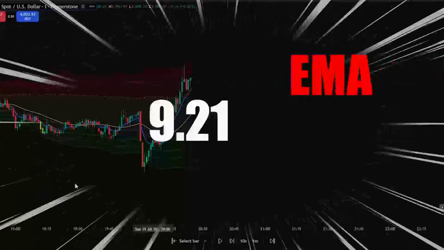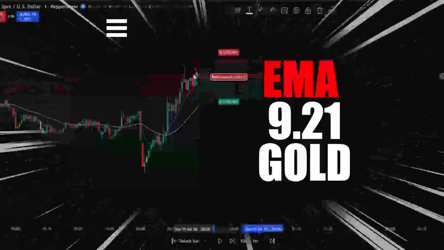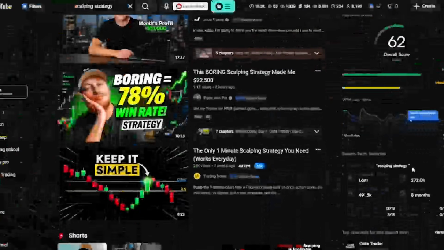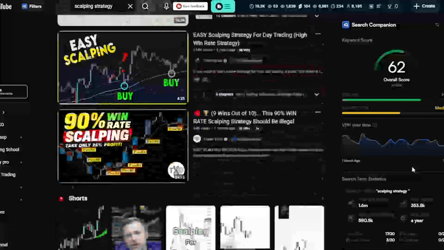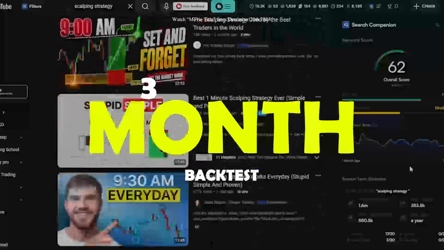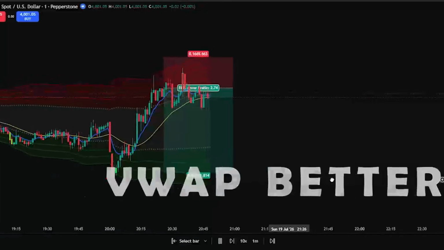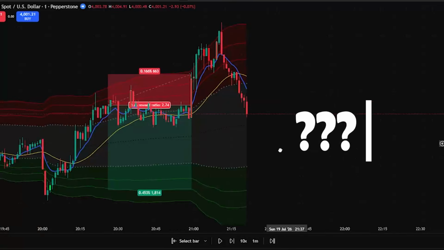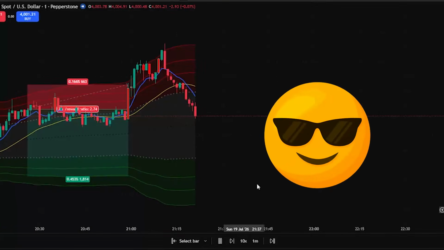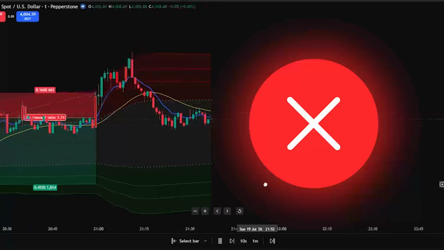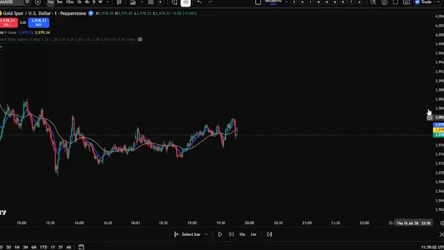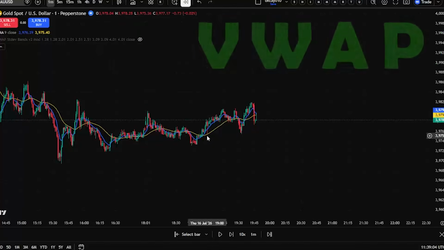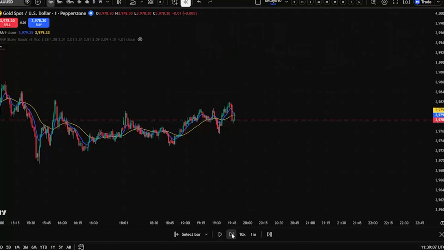I tested one of the most popular scalping strategies on gold, EMA 9 and EMA 21. But instead of trusting random YouTube claims, I put it through a 3-month backtest with an additional filter, VWAP. The result? The win rate was not what most traders expected. Some setups worked amazingly, but others completely failed. And whether EMA 9/21 plus VWAP is really worth using.